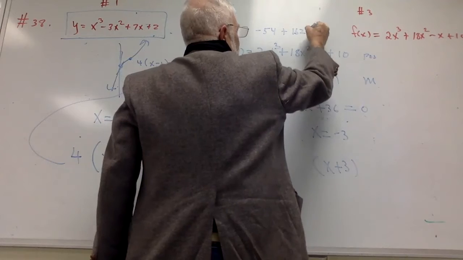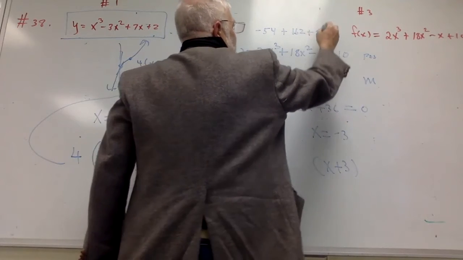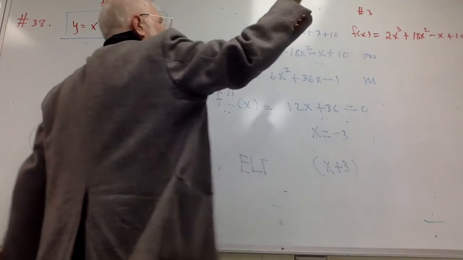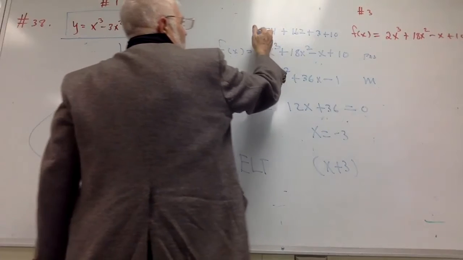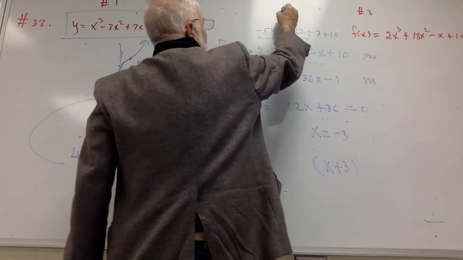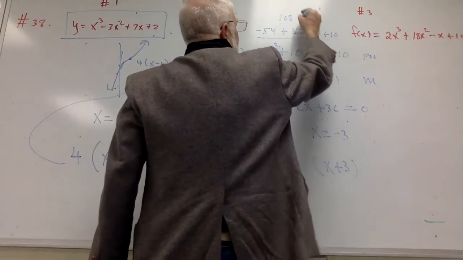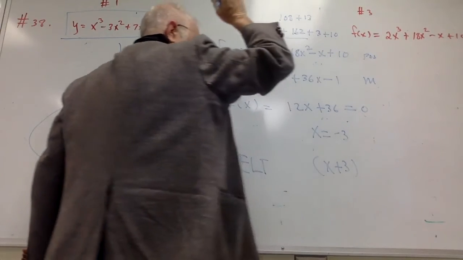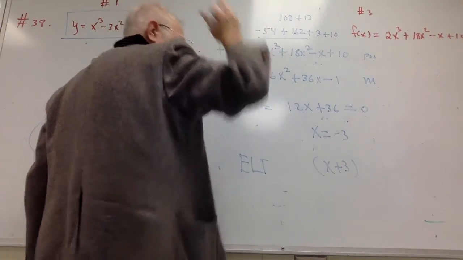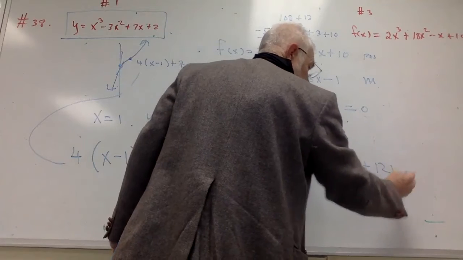Minus a minus 3 is plus 3, and plus 10. Okay, so you've got some math to do here. Whatever this number is, you double it and change the sign. So when you put these two together, you'll get 108. 3 plus 10 is 13. If I haven't made a mistake, that is 121. Straight math. I couldn't make a mistake.